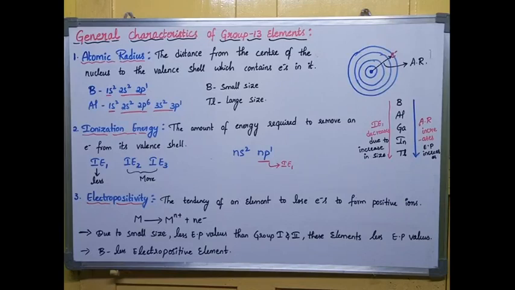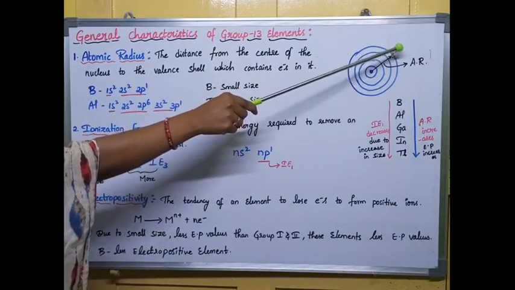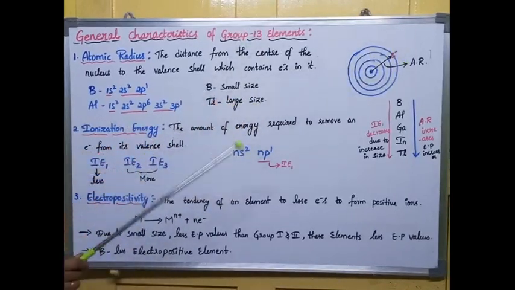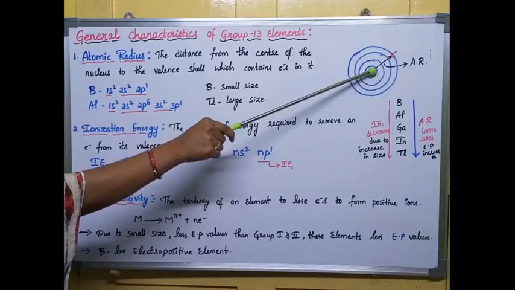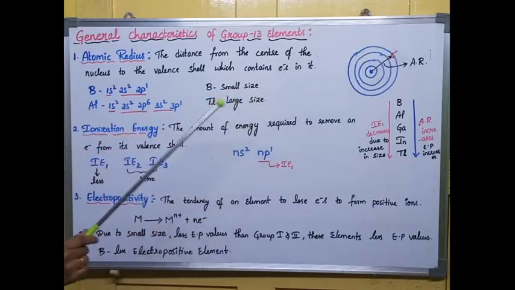So let us see the atomic radius, how it varies in the group. First, what does atomic radius mean? Let us discuss the definition of atomic radius. The distance from the center of the nucleus to the valence shell, which consists of electrons, is called atomic radius.